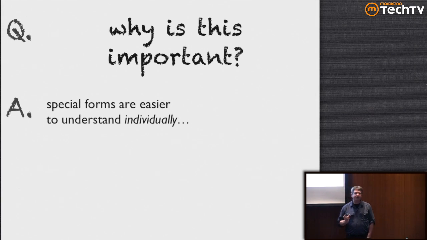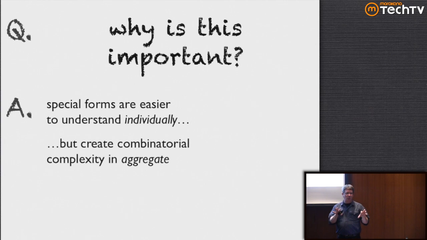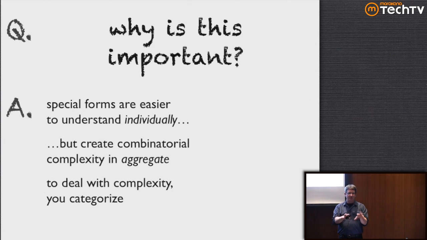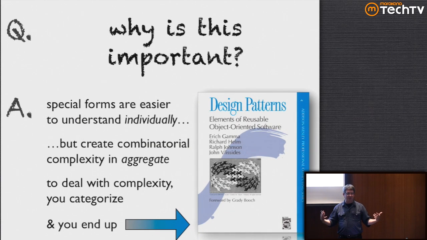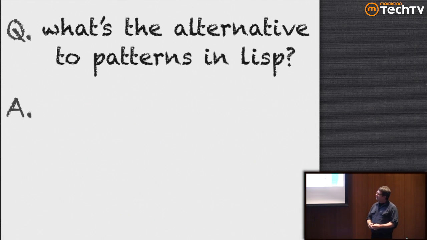Special forms are easier to understand individually. That's why they were created in programming languages, because they're easy to understand. There's a concrete set of rules about how if works. But then you get a whole bunch of things that have concrete rules, and you mix them all together and have them start interacting with one another, and you get combinatorial complexity when you have a lot of special forms. And to deal with that complexity, you start categorizing things, and when you start categorizing things, you end up with things like design patterns, which do not exist in the Lisp or Clojure world.